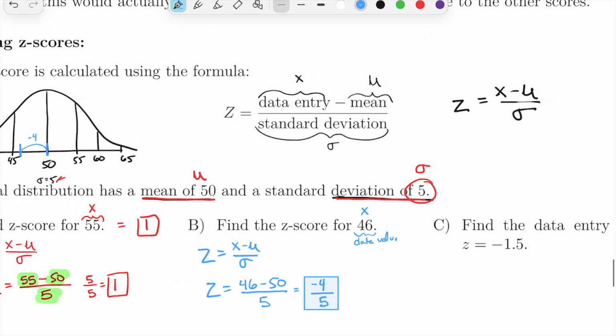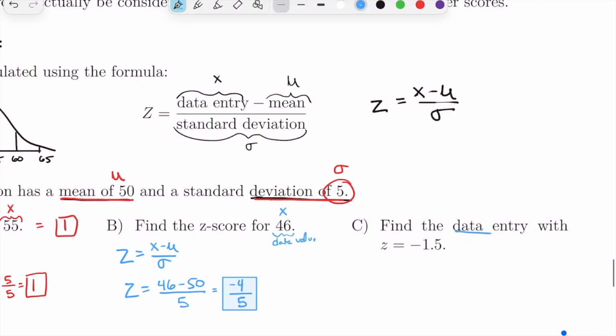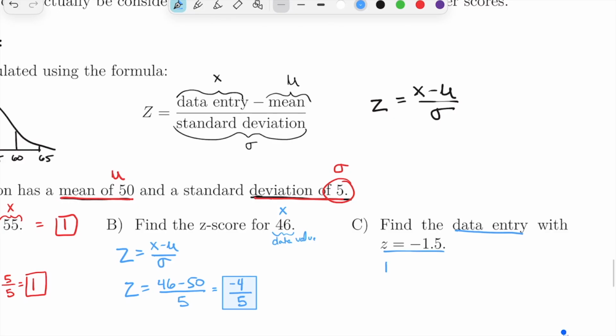The last one says find the data value or the data entry with a z-score of -1.5. This means 1.5 standard deviations below the mean. Well, let's think about this for a minute. 1.5 standard deviations. That's 1.5 standard deviations.